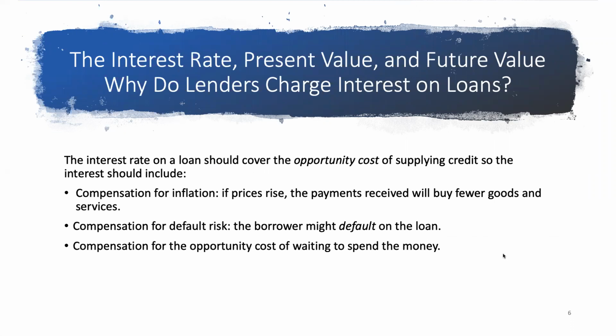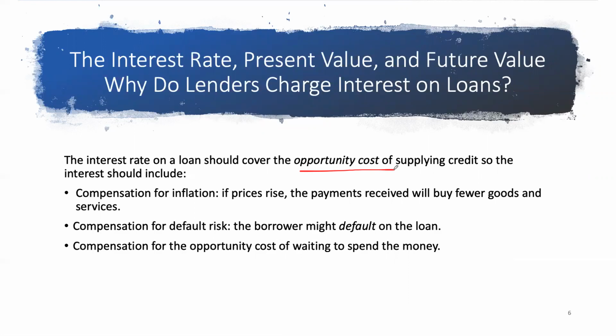Now, if you think about the interest rate on a loan, it's an interesting question to ponder. Why should there even be an interest rate on a loan? The first thing is, of course, what should this interest rate cover? The interest rate at the bare minimum should cover the opportunity cost of supplying credit. Okay. What do you mean by the opportunity cost of supplying credit?